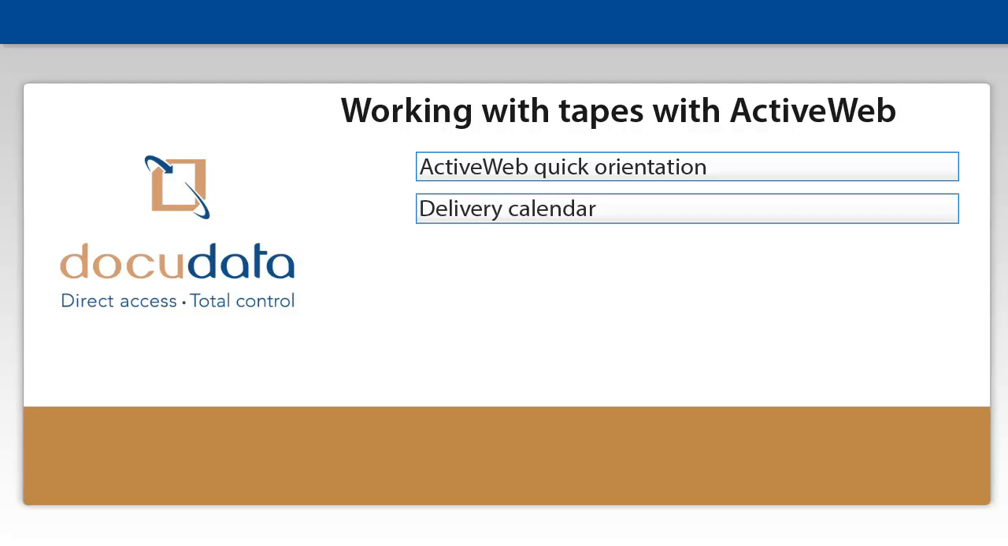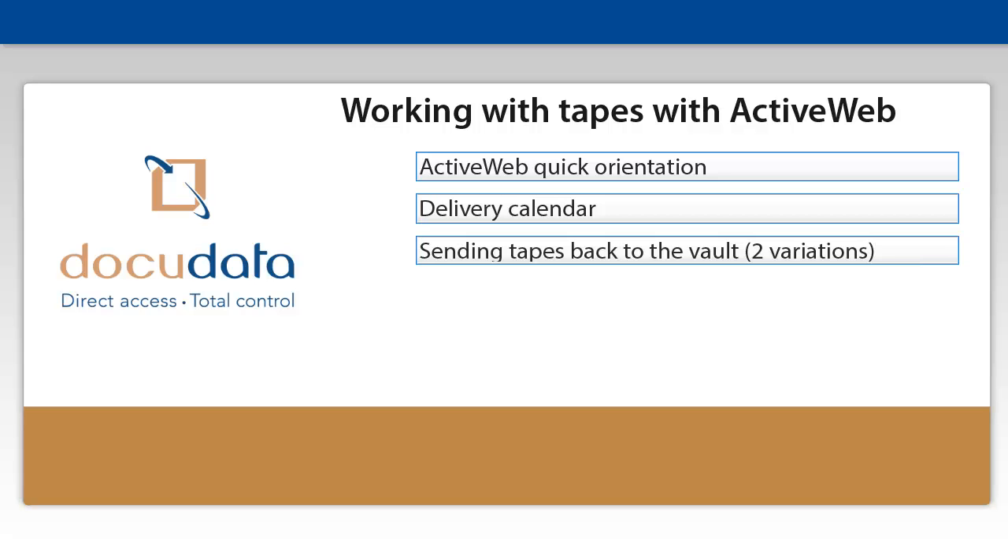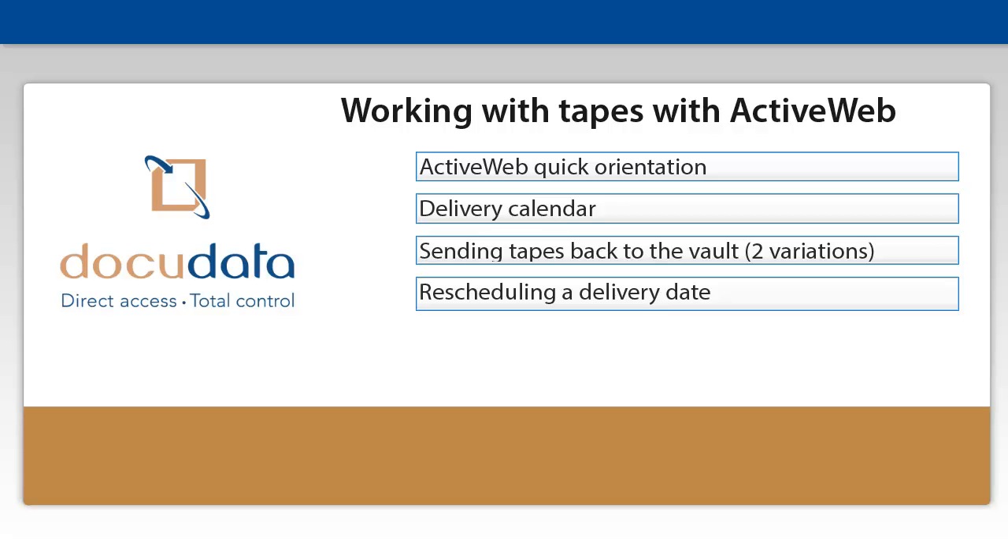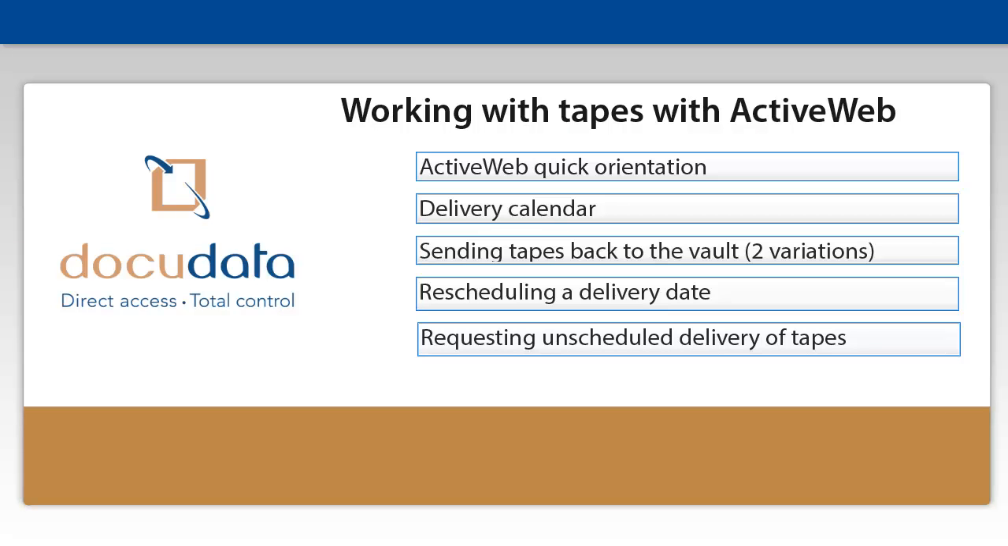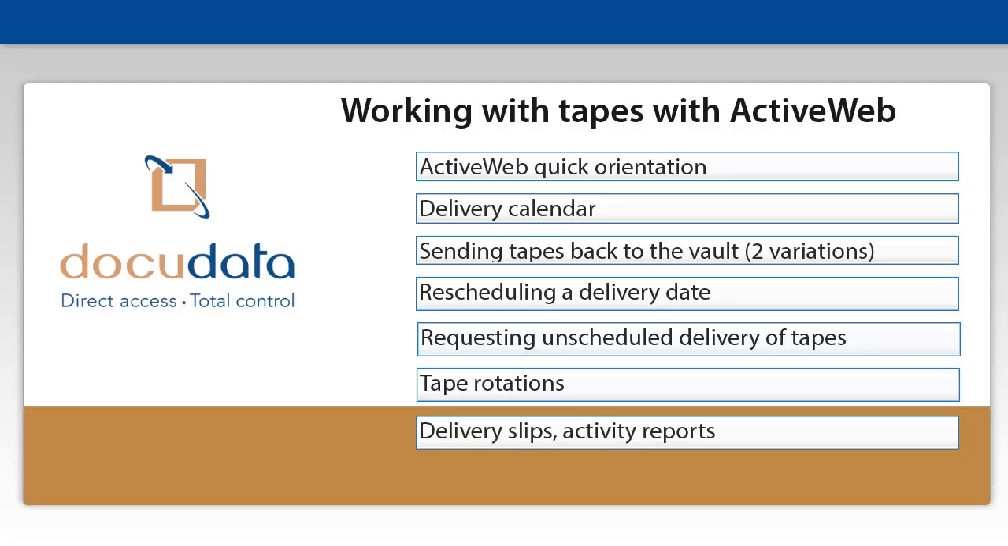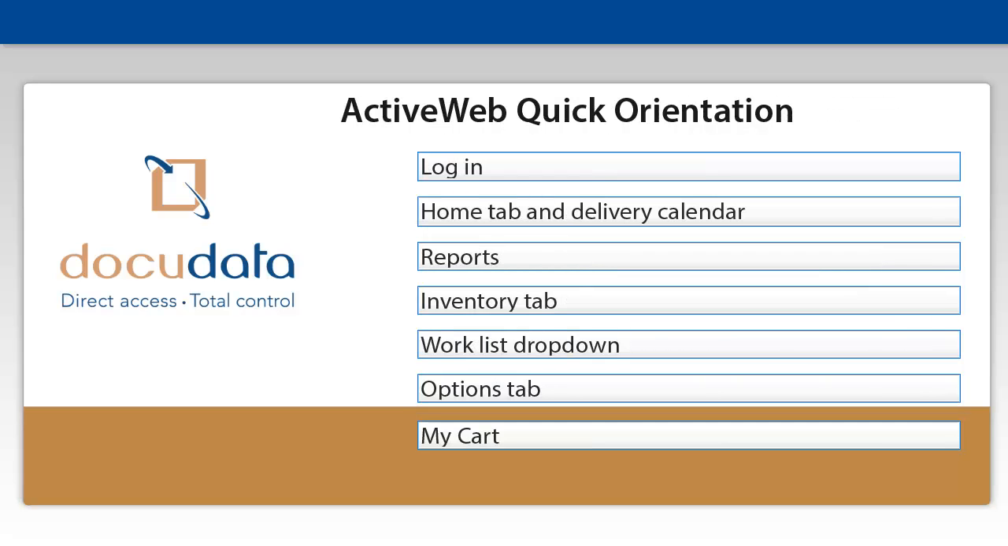Then we will focus on tape-related topics, starting with an introduction to the delivery calendar, 2 different methods for preparing tapes to send to the vault, how to reschedule a delivery date, how to request items, including tapes for data restoration, the alternate tape management method of establishing tape rotation schedules, and finally we will look at delivery slips as well as some of the reports available through the system. Let's get started with our orientation.